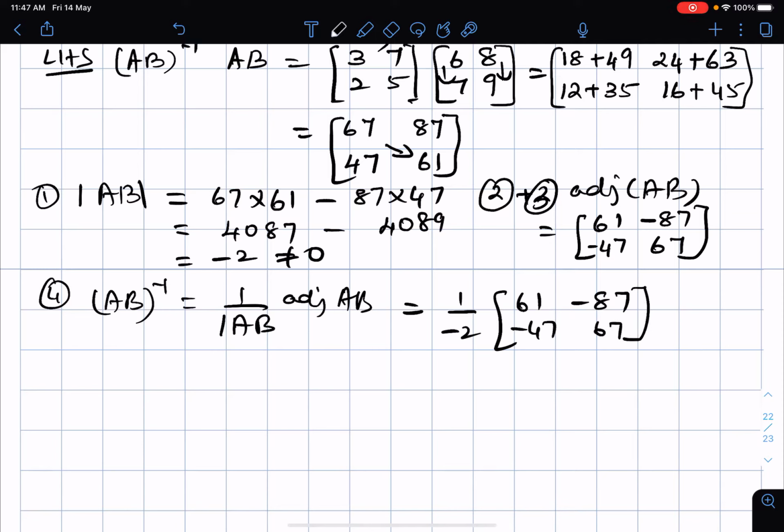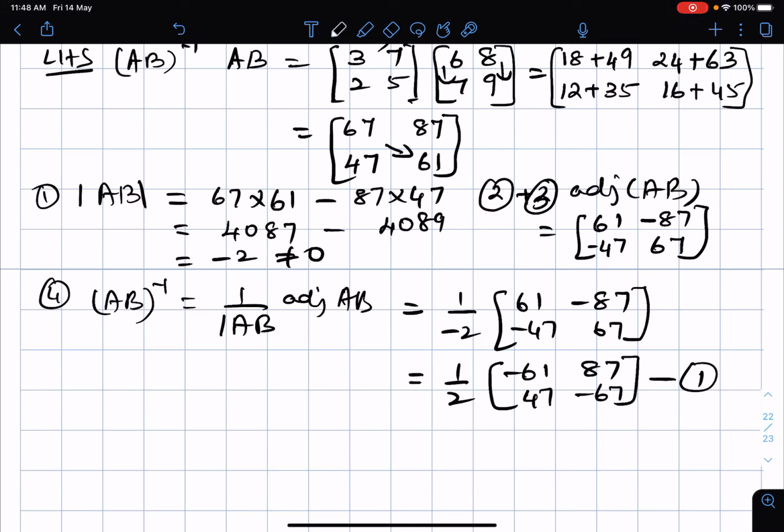and 67. Now all are odd numbers, so we cannot divide it by 2. So we'll just take the sign alone inside. You will get 1 by 2 into minus 61, plus 87. Similarly, plus 47 and minus 67. This is going to be our LHS, AB inverse. So you can write it here as AB the whole inverse. This is one. Now we are finished with LHS.